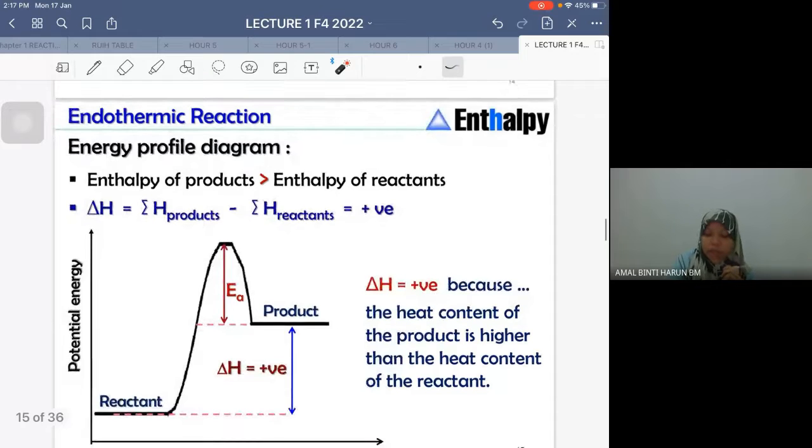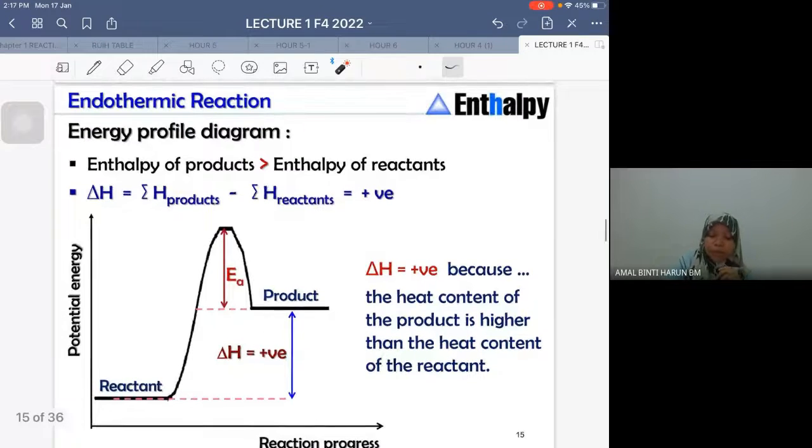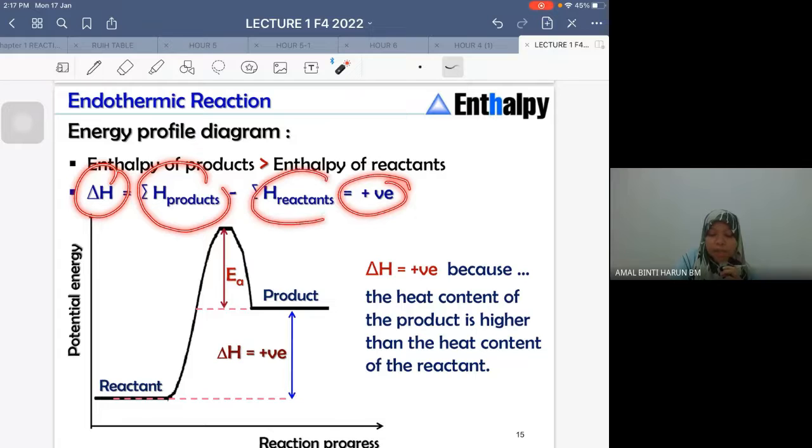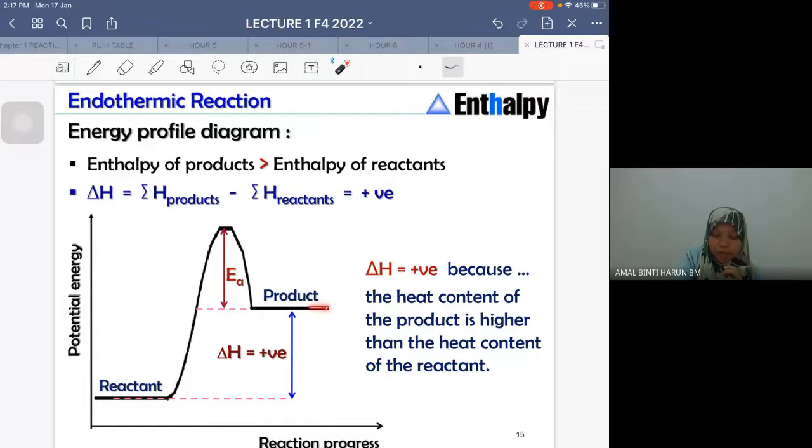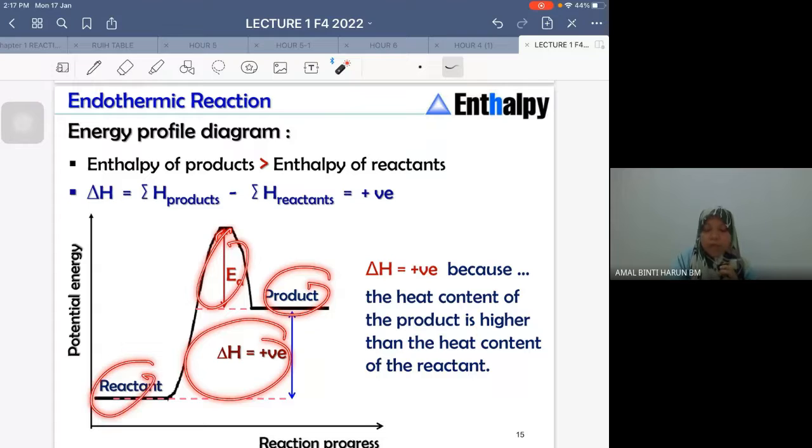Okay. Macam ni kita nak lukis energy profile diagram. Okay. Delta H dia positif di mana enthalpy product minus enthalpy reactant is positive, where enthalpy product is higher than enthalpy of reactant. So look at here, this is the enthalpy of product that is higher than enthalpy of reactant. So first kita lukis produk lebih tinggi daripada reactant. Lepas tu kita buat bukit transition state tu. Lepas tu kita labelkan EA dan energy difference antara produk dan juga reactant adalah delta H positif.